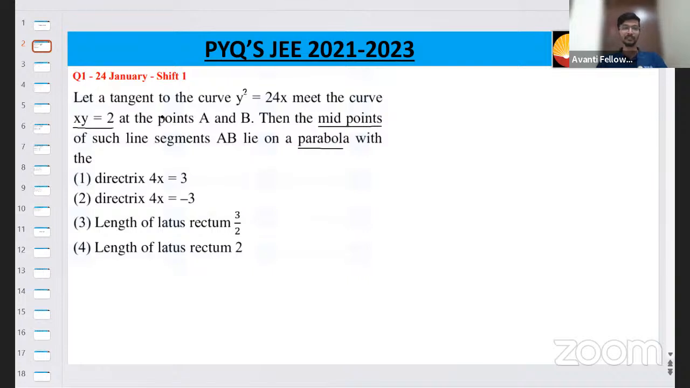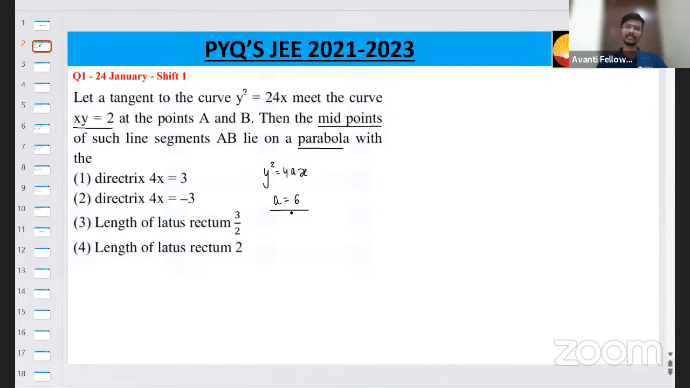As I always do, I'll break the question into parts so that we can understand. Let a tangent to the curve. Now this curve is the parabola y square equals 4ax. What is the value of a? 6. Correct?